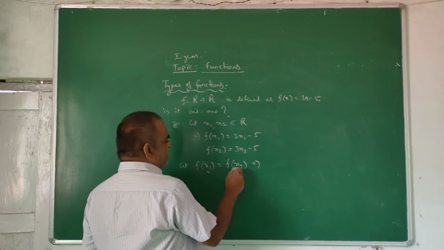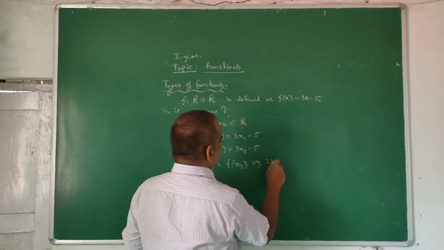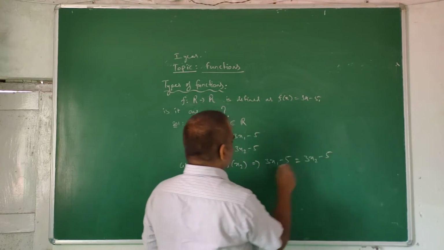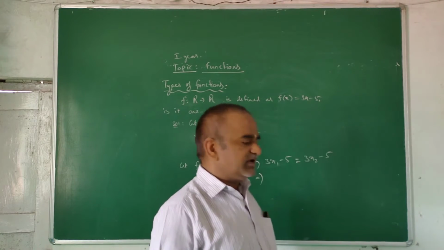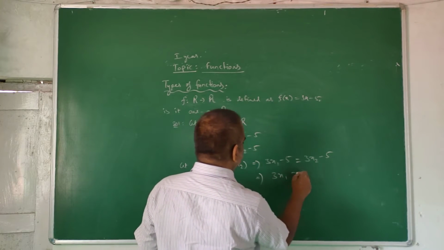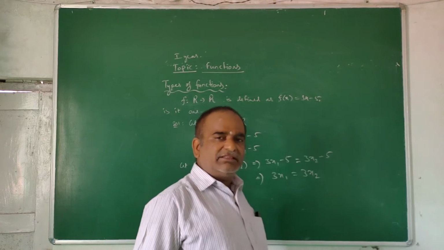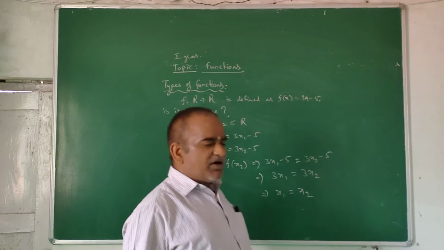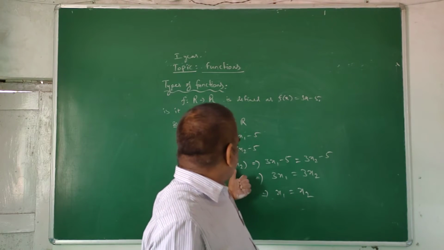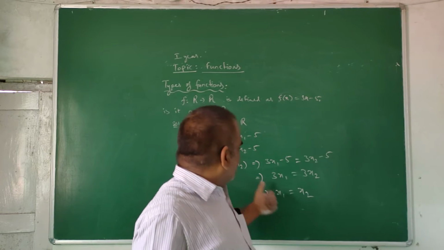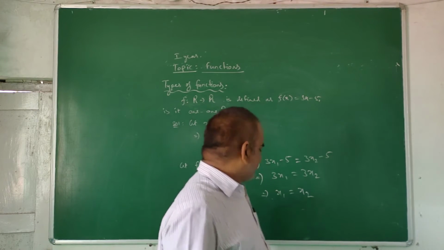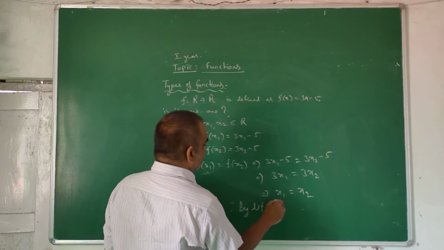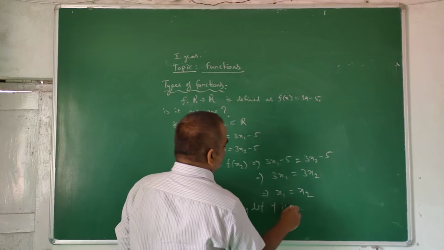So f of x1 is equal to f of x2 implies 3x1 minus 5 is equal to 3x2 minus 5. Then this minus 5 gets cancelled. So 3x1 is equal to 3x2. Now this 3 and 3 get cancelled, which implies x1 is equal to x2. So the assumption f of x1 equals f of x2 led to x1 equal to x2. So we have proved the definition successfully. Therefore, by definition of one-one function, you can conclude that f is a one-one function.